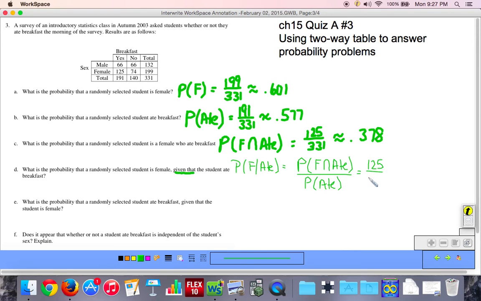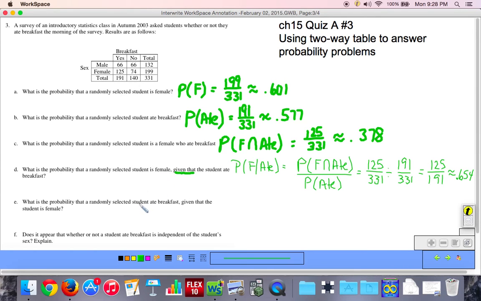And that would be 125 over 331. This is the probability of F intersect ate divided by the probability that they ate, which is 191 over 331. And we know when we divide fractions, we multiply by the reciprocal. What you would end up with is 125 over 191, which is approximately 0.654, or 65.4% would be the probability that the student is female given that they ate breakfast.